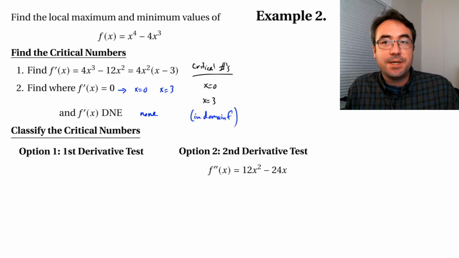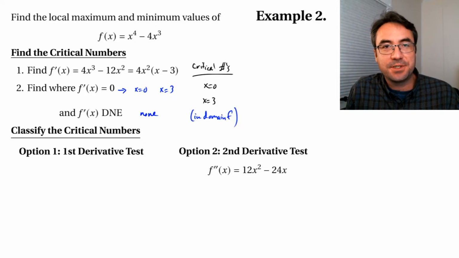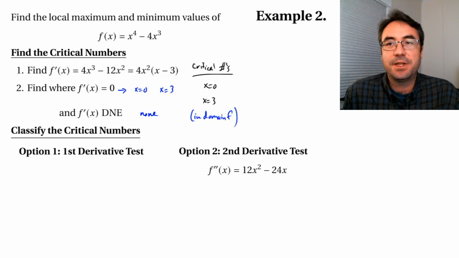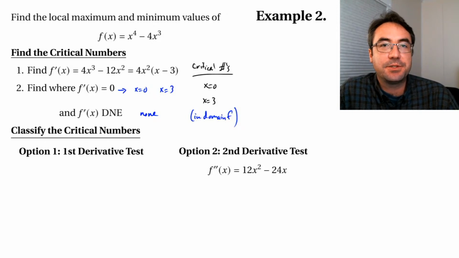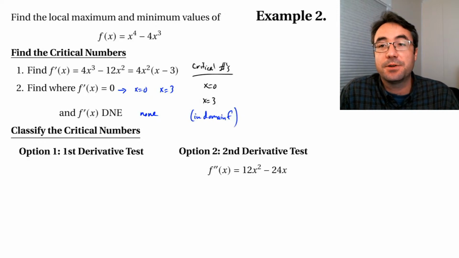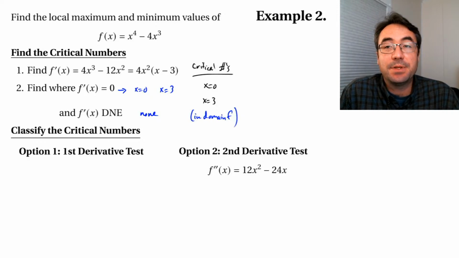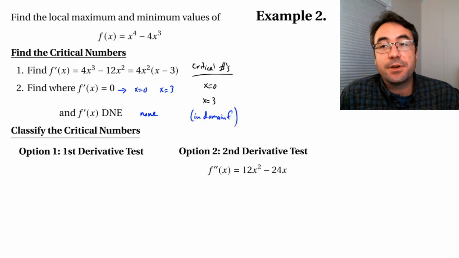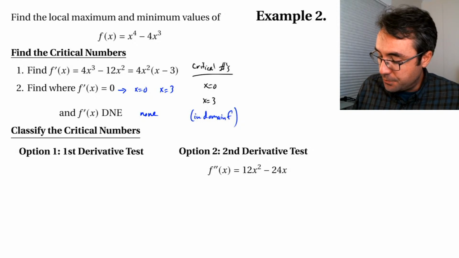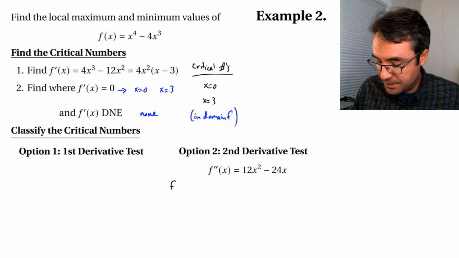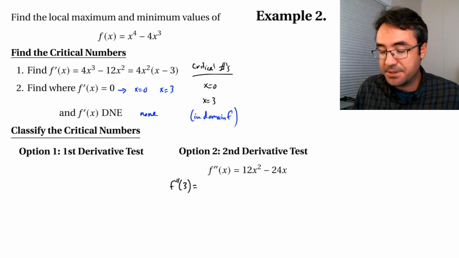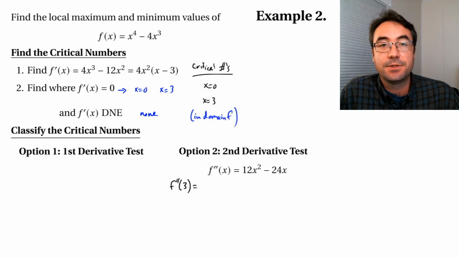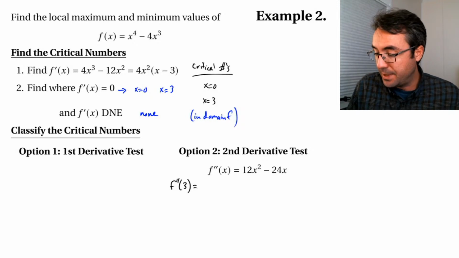All right, so let's try our second derivative test first, just to change it up a little bit. So let's say we found our critical numbers and we wanted to determine, do we have a min or a max at those critical numbers? Let's see what happens if we were to use our second derivative test. So the second derivative here is 12x squared minus 24x. And then to do the actual test, we're going to take those x values and plug them into that second derivative. So if we plug 3 in, what do we get?